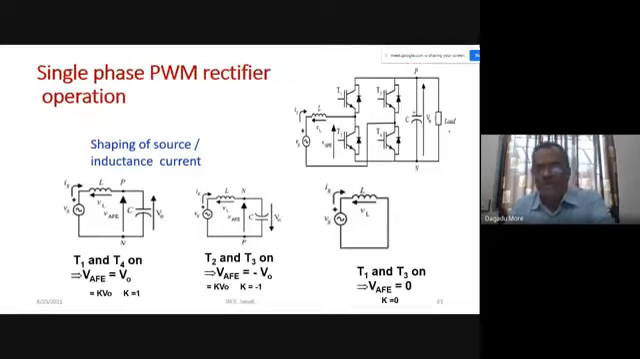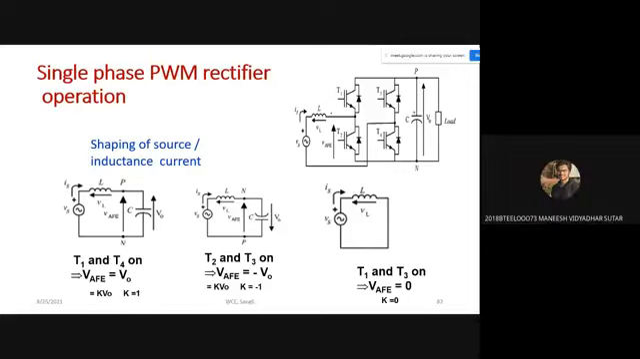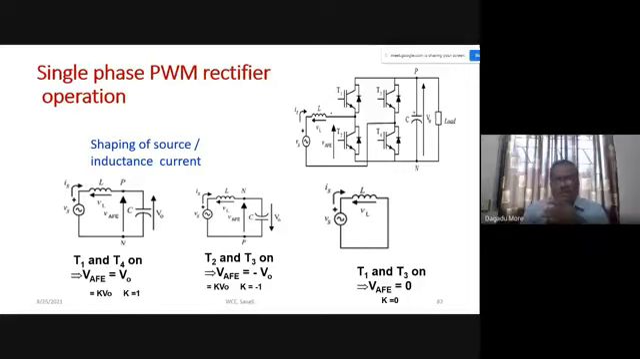Now let us go for its operation: how will this converter take a sinusoidal current from the supply? Any question? Am I audible? Yes, sir, you are audible. Any question? Any doubt?